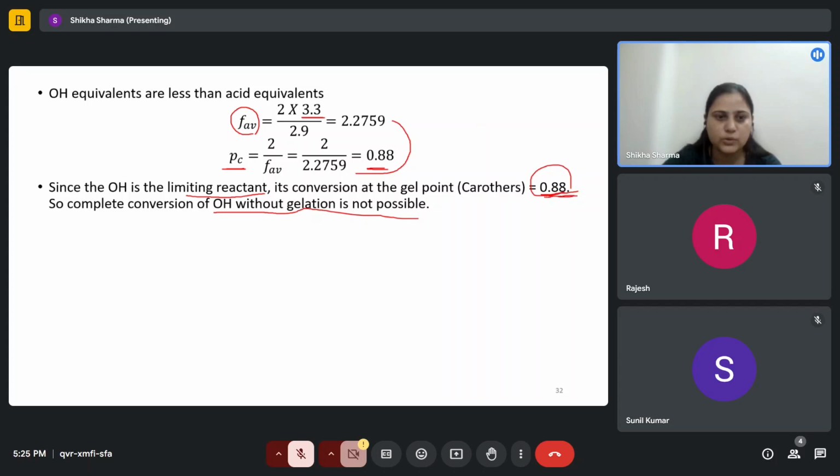So after the 0.88 value, which is the pc value, the critical point of the extent of reaction, the gel is going to form. But we are having a higher value, so the reaction cannot complete without gelation. There will be the formation of gel because the critical point is a lower value, right? So you understood the solution part, or does anyone have any doubt?